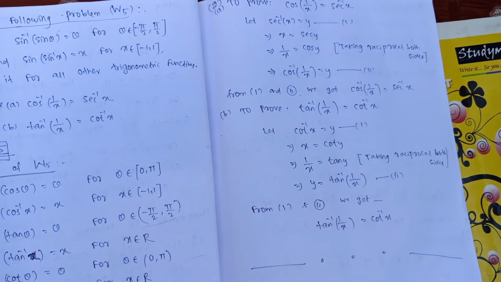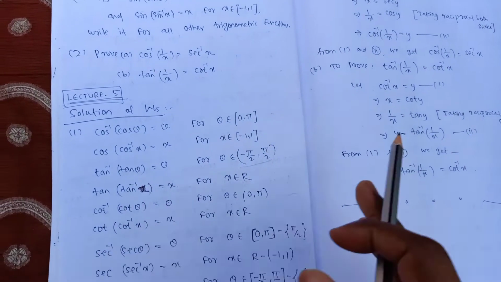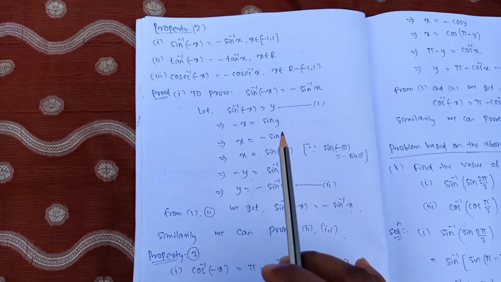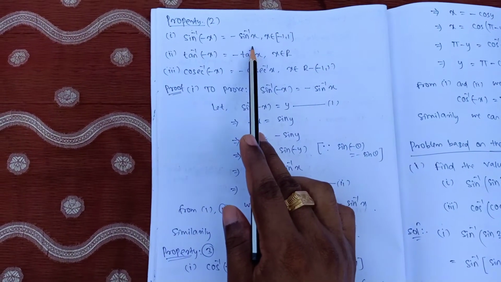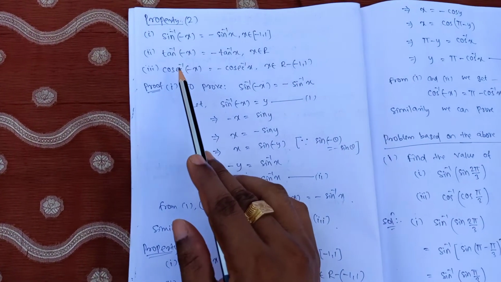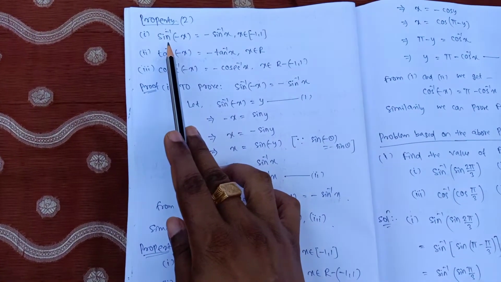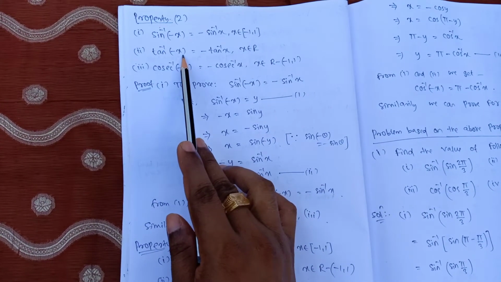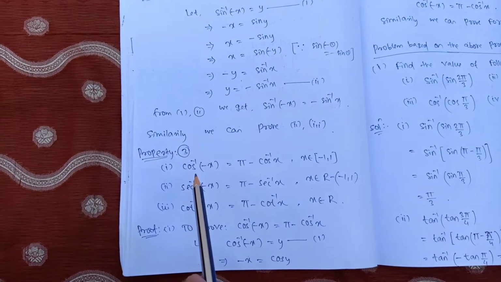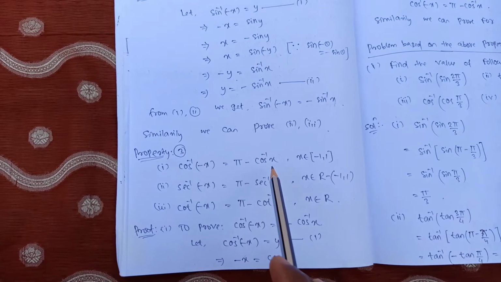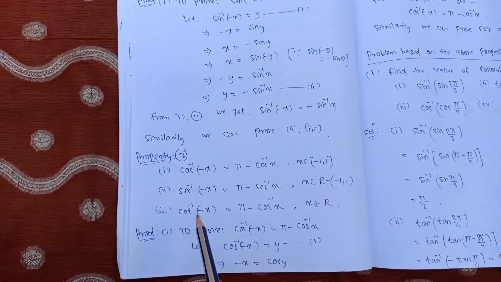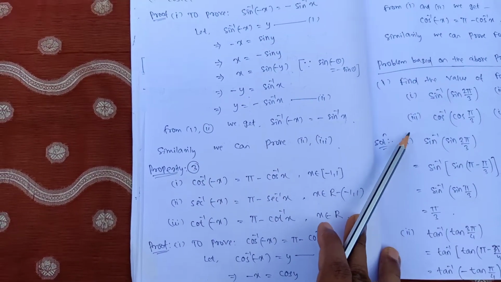Okay, so now in this lecture we will discuss some more properties of inverse trigonometric functions. This one is sine inverse of minus x, it is minus sine inverse x. Okay, similarly remember these properties are of two types. Here sine inverse of minus x, tan inverse of minus x and cosec inverse of minus x are of one type. Here is another type. One is cos inverse of minus x, it is pi minus cos inverse x. Sec inverse of minus x is pi minus sec inverse x, and cot inverse of minus x is pi minus cot inverse x.